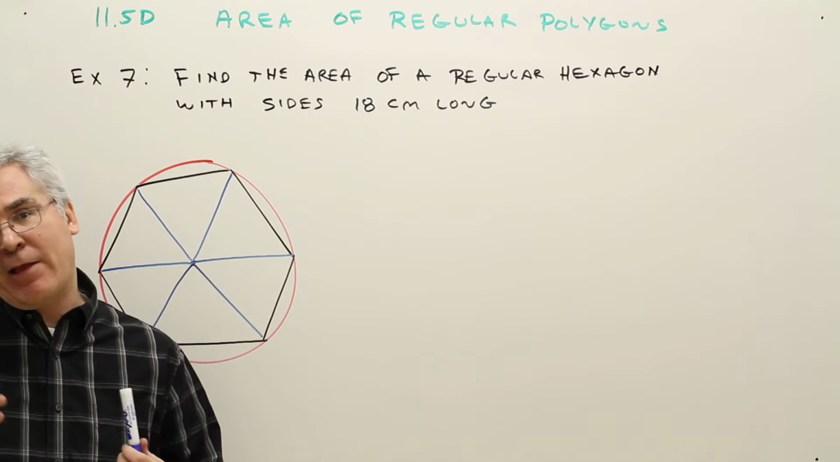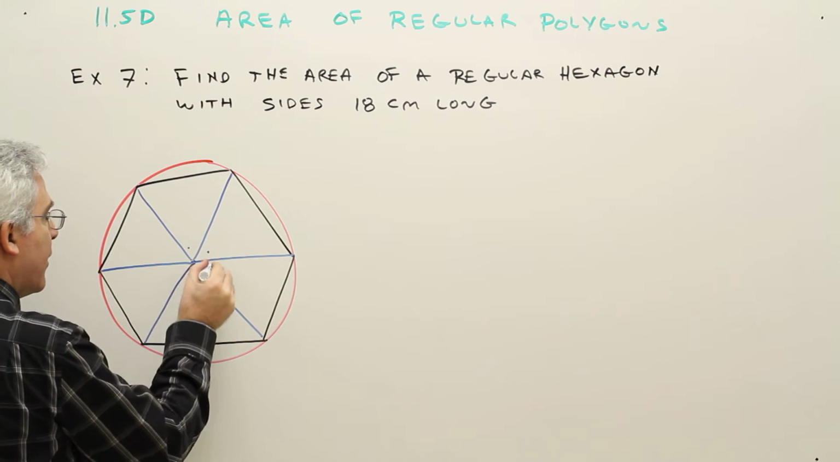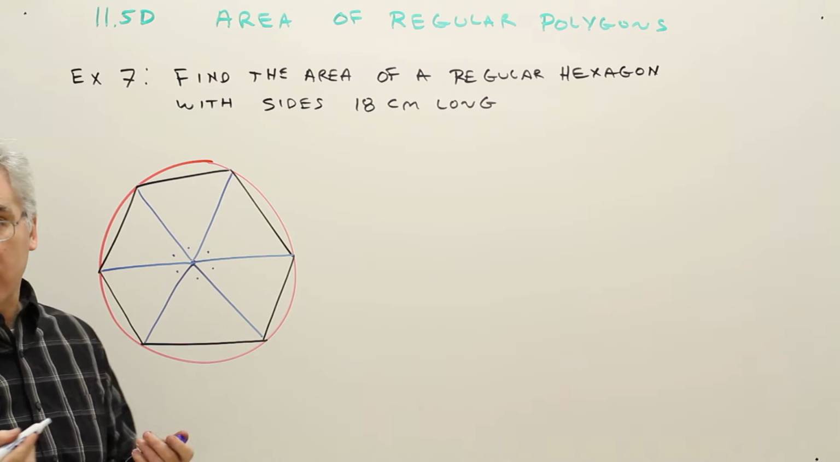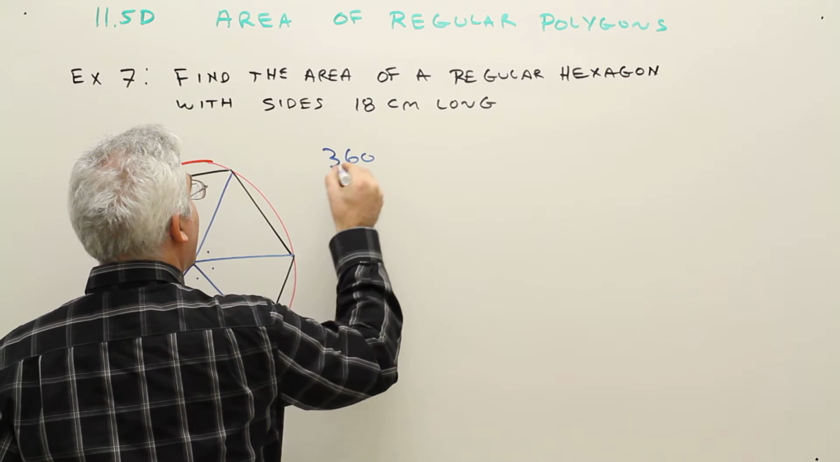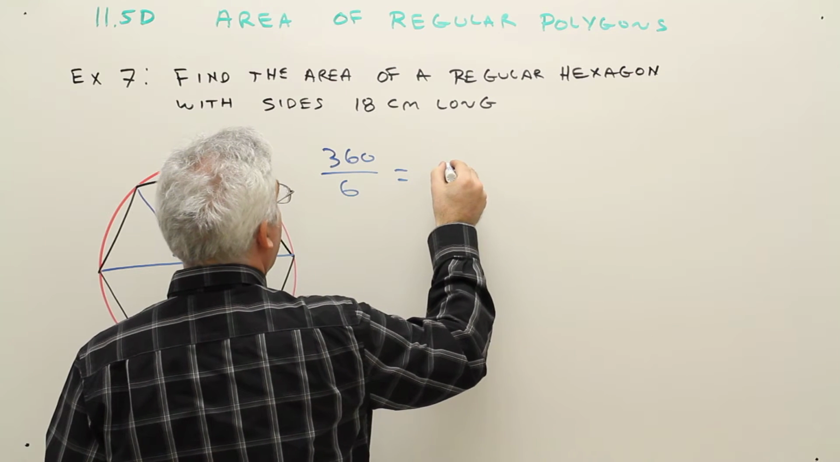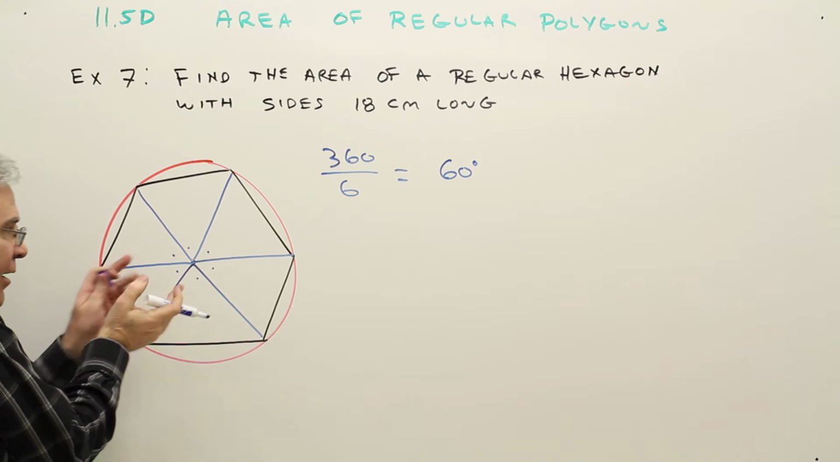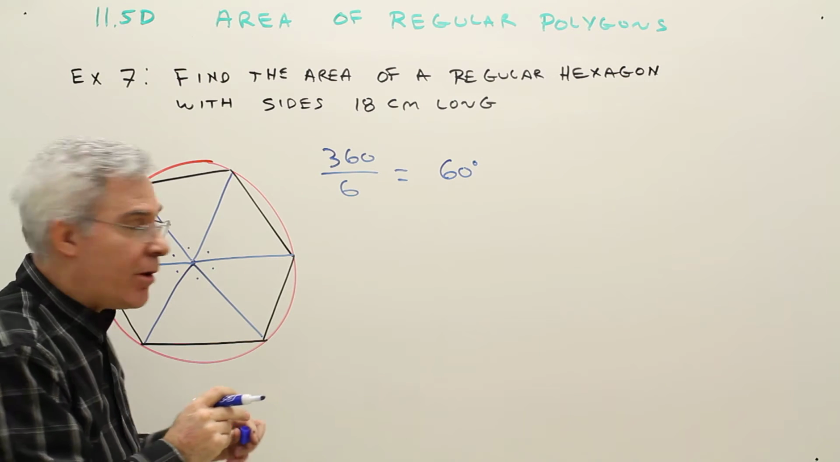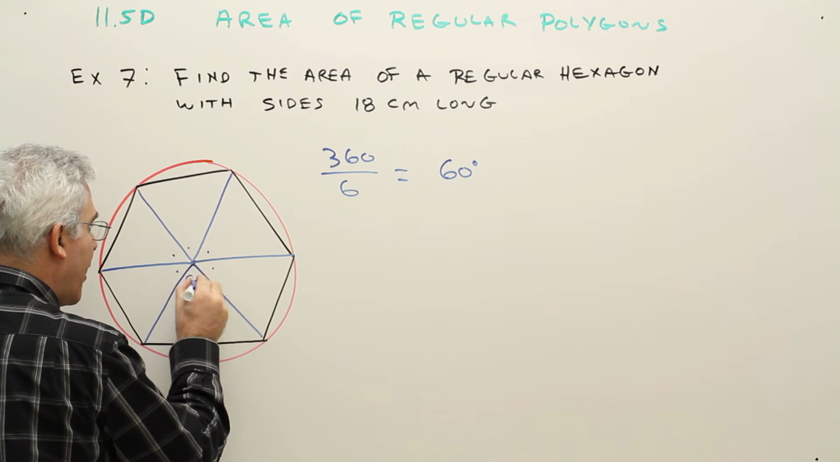Now, one thing that I like to do is there's 360 degrees in a circle divided amongst 6 equal angles. So I'll just do that really quick. 360 degrees divided by 6 chunks is going to end up being 60 degrees. So each of these central angles, if you will, is 60 degrees. We'll just concern ourselves with this one. I'll call that 60.